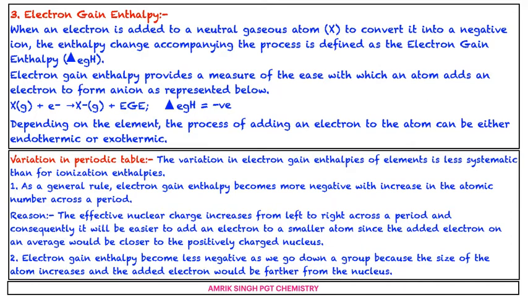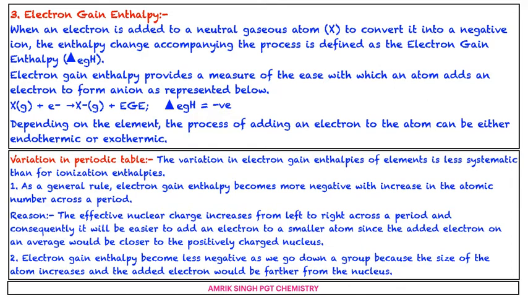Electron gain enthalpy provides a measure of the ease with which an atom adds an electron to form an ion, as represented below. X is the atom in gaseous state, an isolated atom adding one electron and changing into a negative ion in gaseous state, and an energy change is going on. The electron gain enthalpy will be negative depending on the element. The process of adding an electron to an atom can either be endothermic or exothermic.